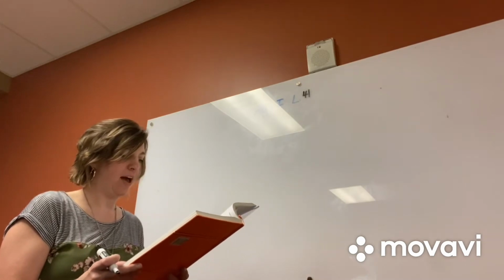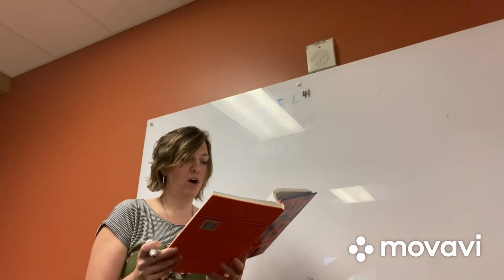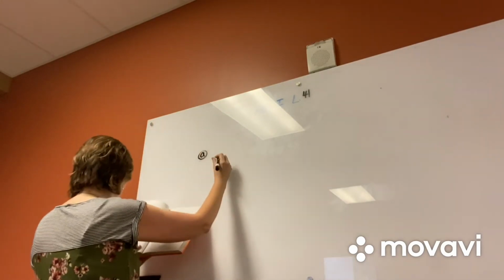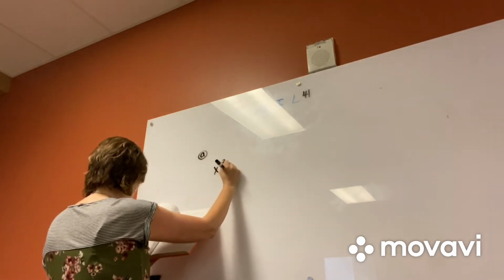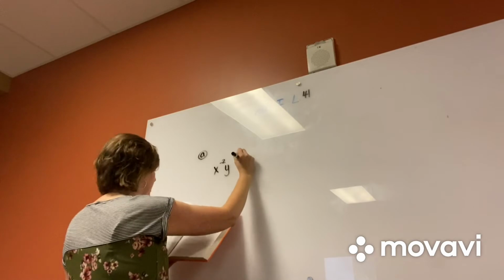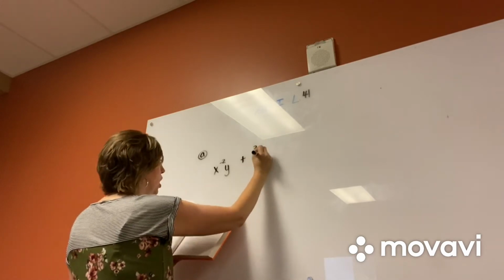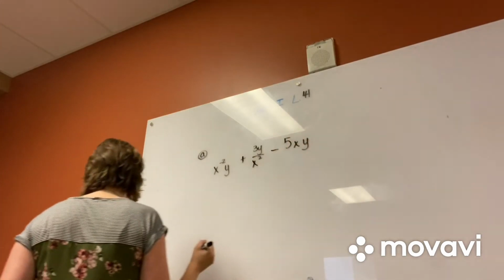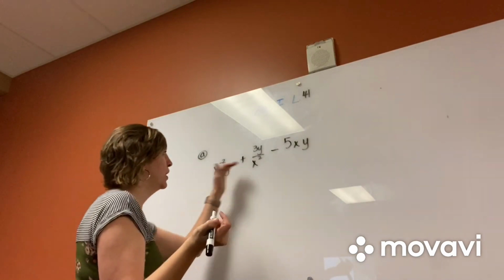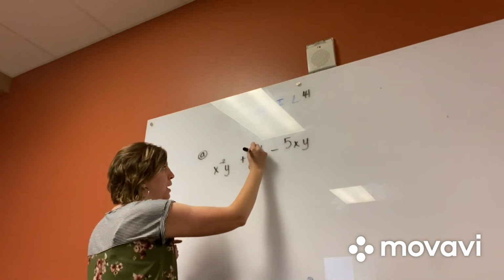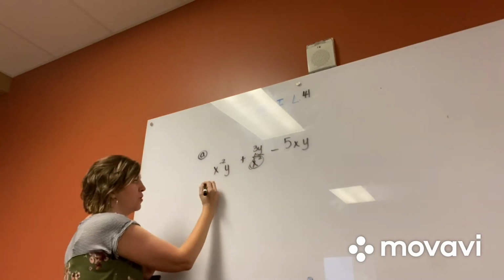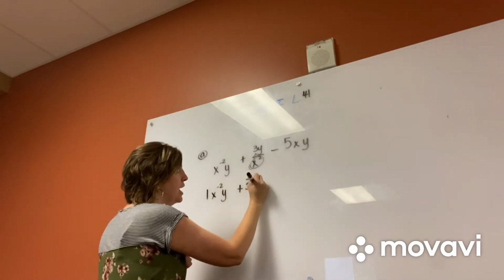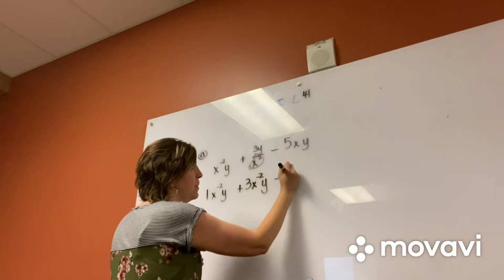It says simplify by adding like terms. Write the answers with all variables in the numerator. So again, lesson 41, and we're looking at letter A. I've got x to the negative 2y plus 3y over x squared minus 5xy. Well, it did tell us to make sure everything is written in the numerator, so I'm going to go ahead and move this up. So that would give, and remember there's no coefficient here, but it's understood 1, x to the negative 2y, plus 3, x to the negative 2y, minus 5xy.